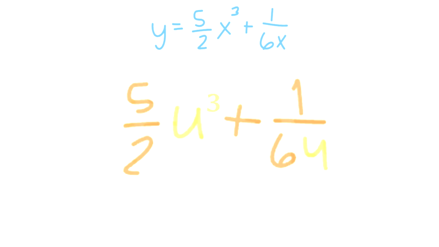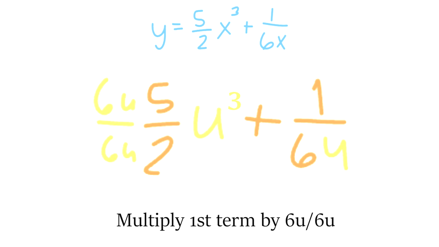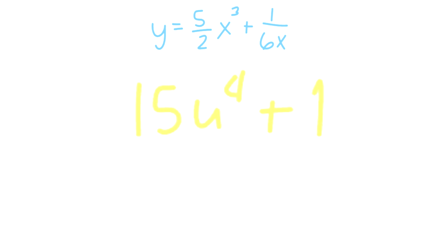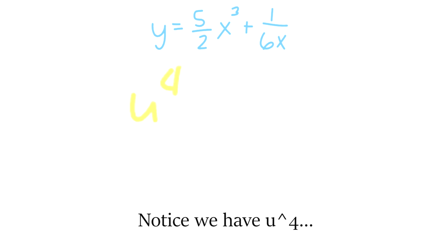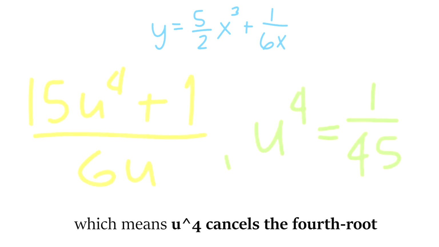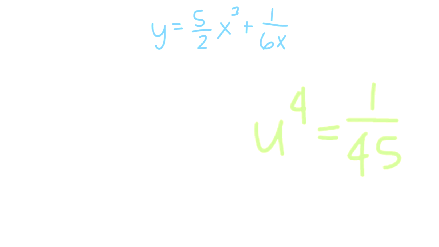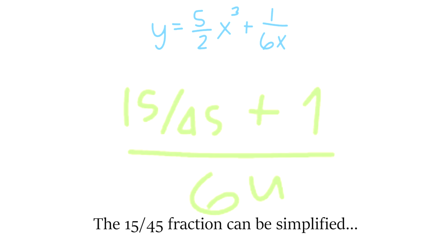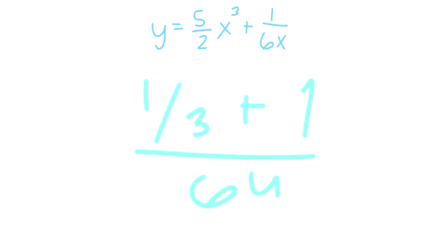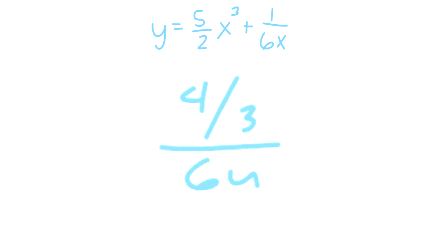So next we multiply the first term by 6u over 6u, giving us 15u to the fourth plus 1 all over 6u. Now, notice that we have a u to the fourth. u is the fourth root of 1 over 45, which means the power and root cancel out, leaving only 1 over 45. Now, the 15 and 1 over 45 simplify to 1 over 3. Adding 1, we have 4 over 3 over 6u.